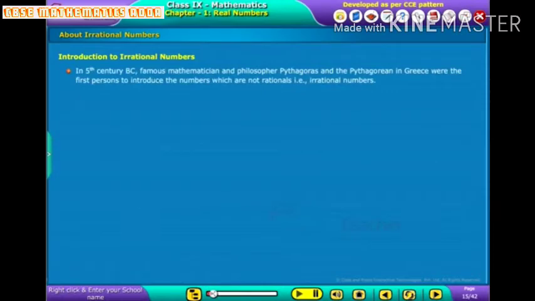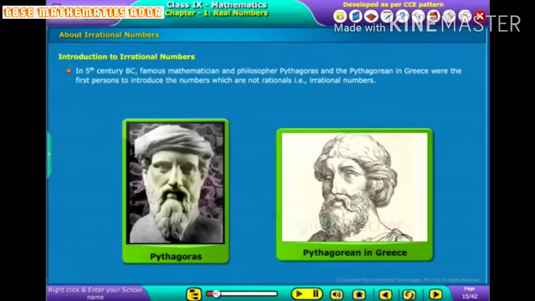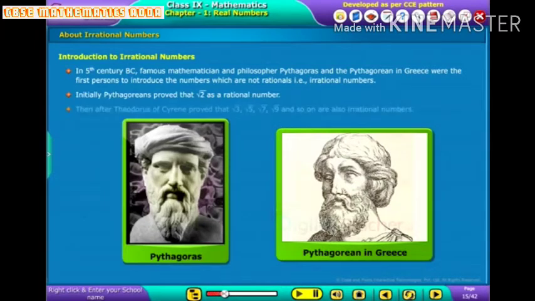Let us see a brief introduction to irrational numbers. In the 5th century BC, the famous mathematician and philosopher Pythagoras and the Pythagoreans in Greece were the first persons to introduce the numbers which are not rationals, that is, irrational numbers. Initially, Pythagoreans proved that √2 is an irrational number. Then after, Theodorus of Cyrene proved that √3, √5, √7 and so on are also irrational numbers.